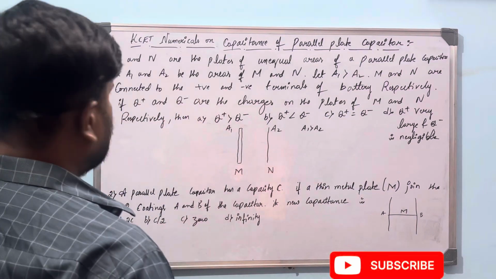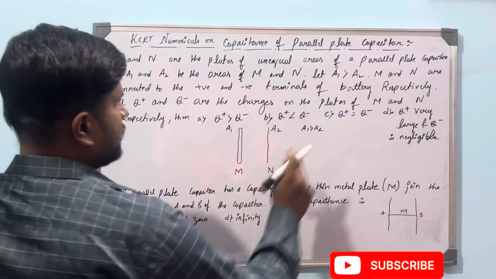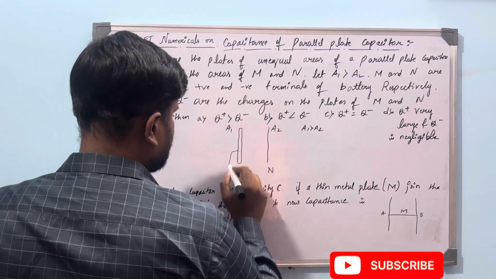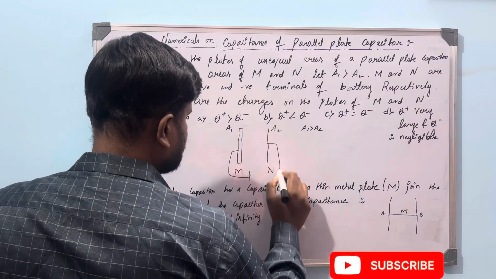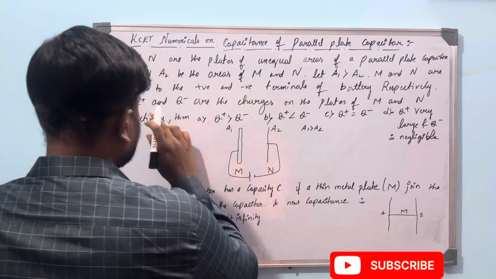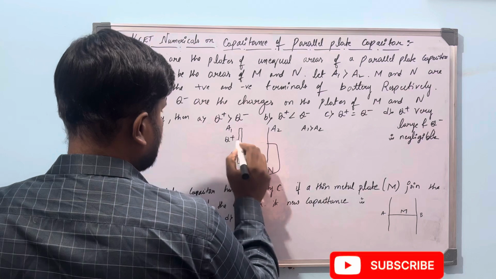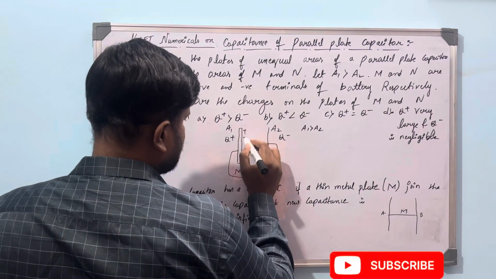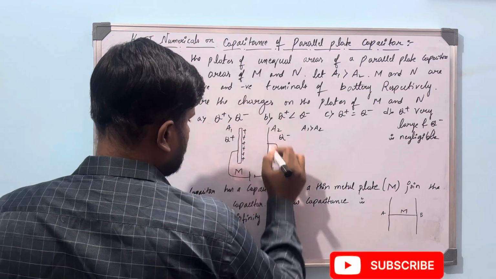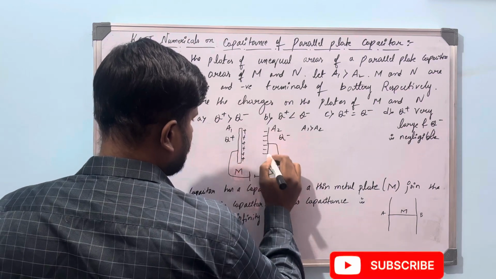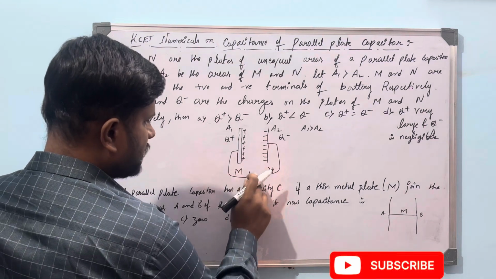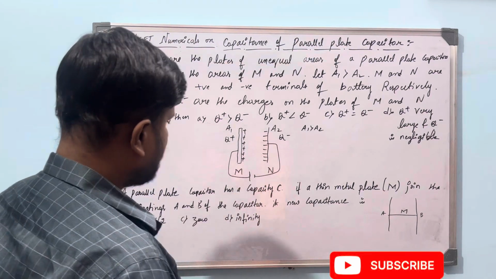M and N are connected to the positive and negative terminals respectively. M is connected to the positive and N is connected to the negative terminal. Q plus is the charge on M and Q minus is the charge on N. If this is positive charge, there is an accumulation of positive charge here and an accumulation of negative charges there. The longer terminal represents the positive charge and the shorter terminal represents the negative charge.